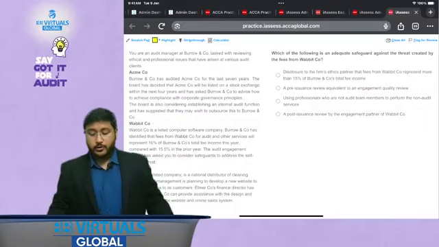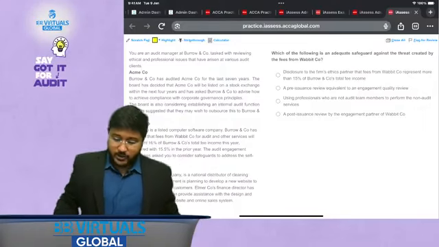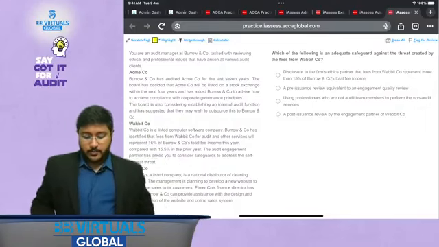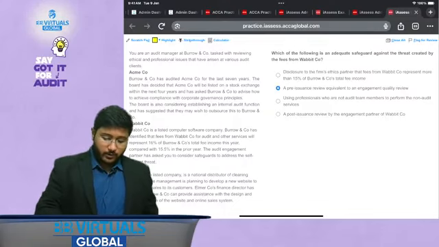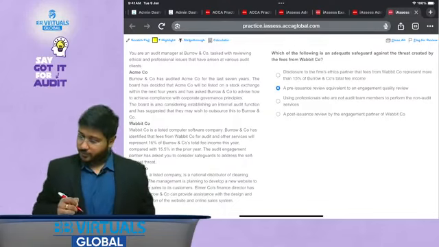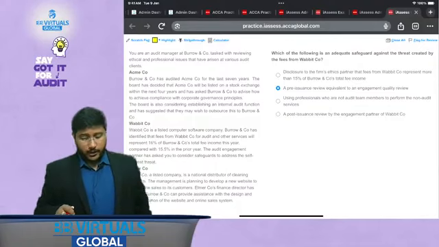Using professionals who are not audit team members, this will not work for a listed client. A post-issuance review by the engagement partner of Webbit company, no. For listed clients, pre-issuance review is the key. So that is why option B, pre-issuance review, should be the second option. Okay, I hope this is clear.